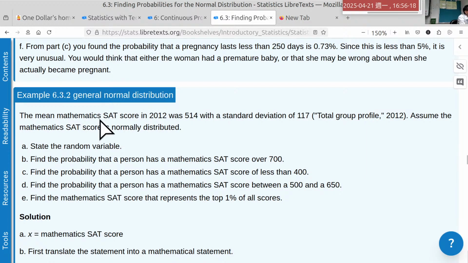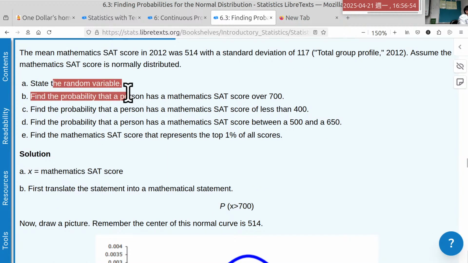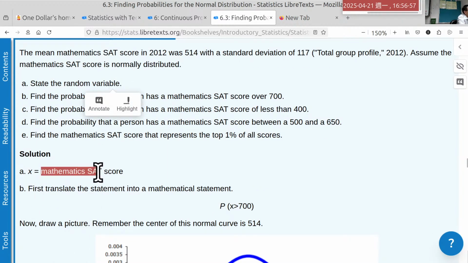Okay, let's check example 6.3.2. General normal distribution. The mean mathematics SAT score in 2012 was 514, with a standard deviation of 117. Total group profile. Okay, the reference is here. Assume the mathematics SAT score is normally distributed. First question, question A. State the random variable. The random variable is mathematics SAT score.